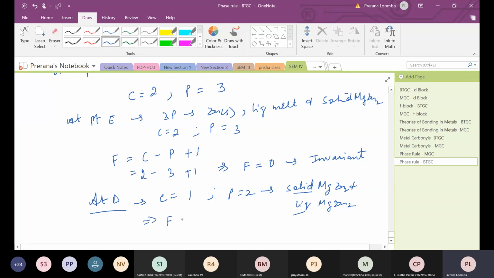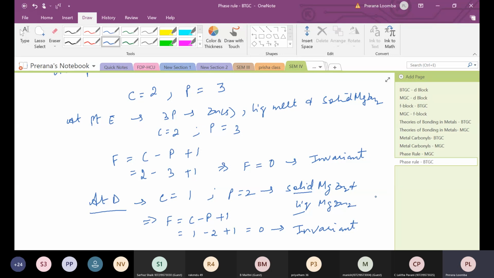Okay. So you apply F equals 1 minus 2 plus 1. Again, this will be 0. The system will be invariant. You have only one component at point D, that is the intermetallic compound. Remember, it is the congruent melting point, so the composition at that point will be the same. Therefore, you are having only one component. Had it not been a congruent melting point, then you could write two components.